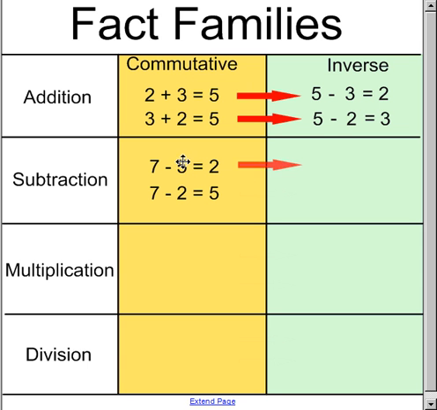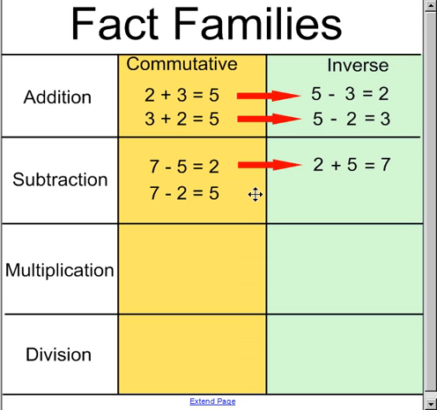Now let's look at the inverse, the opposite. We're looking at subtraction, so the opposite would be addition. So let's go ahead and write our numbers backwards: 2, 5, 7. Here we had 7, 5, 2. And because it's subtraction, I'm going to go ahead and make it addition.